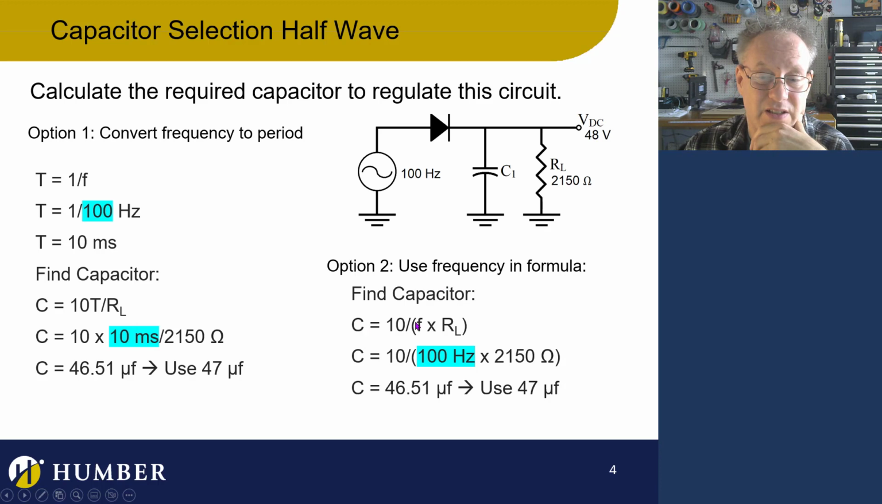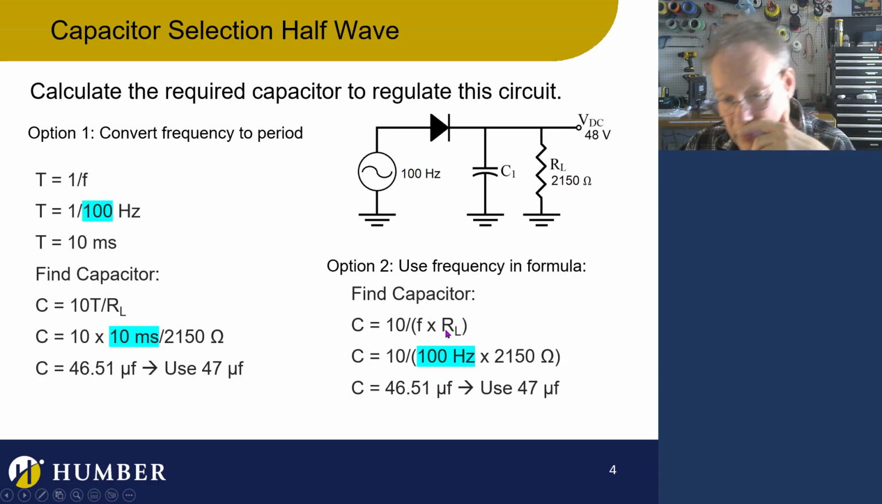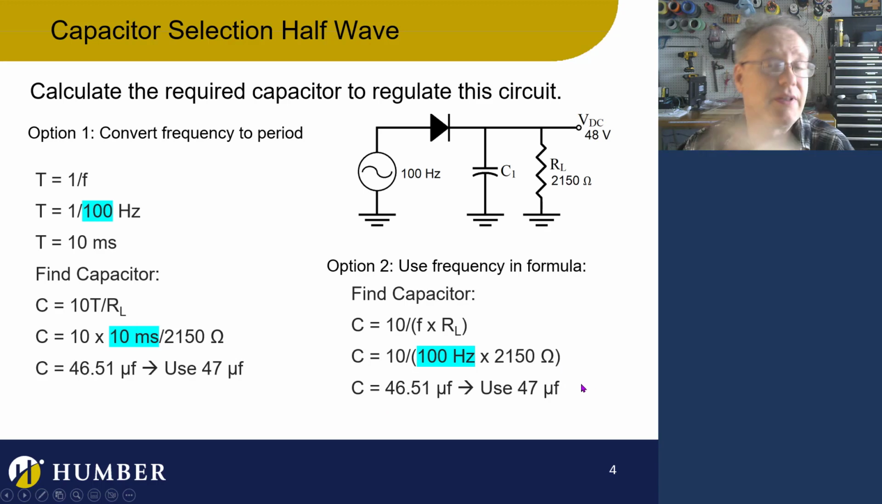Well, you can just take this formula over here, and instead of putting a T, you can put 1 over F, which is CC. So I'm going to do 10 divided by the frequency times the resistance in brackets, and I'm going to put the frequency in and then the resistance, and I come up with the exact same value. So you're going to find a 47 microfarad, easy, no problem.